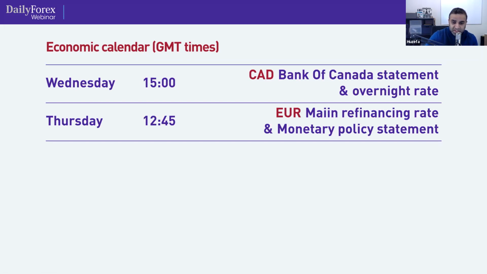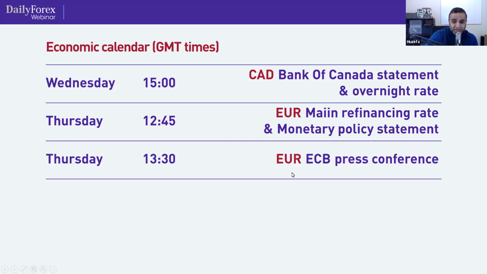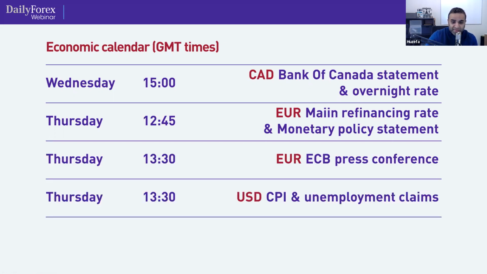The following day, Thursday, 12:45 p.m., the euro, I've got a spelling mistake there. There's a main refinancing rate and a monetary policy statement. And about 45 minutes later, the European Central Bank will be holding a press conference, probably discussing what they've just announced in the prior 45 minutes. That day, at the same time, coincidentally, the CPI, Consumer Price Index, and unemployment claims are being released by the US, and it's going to affect every major pair.